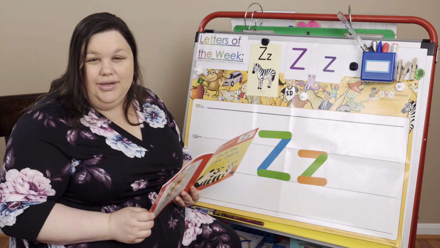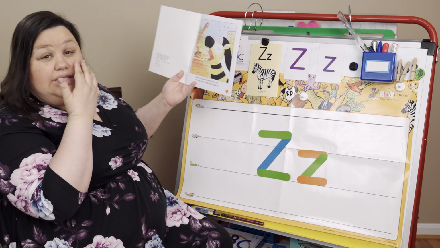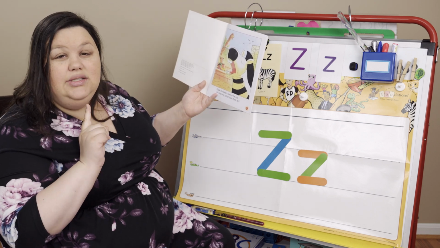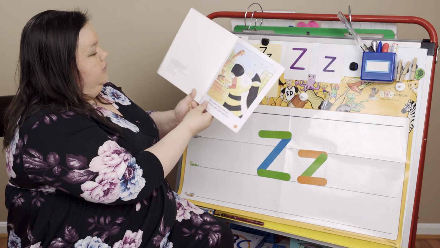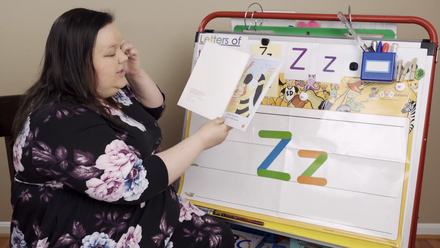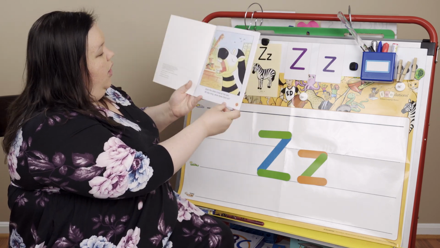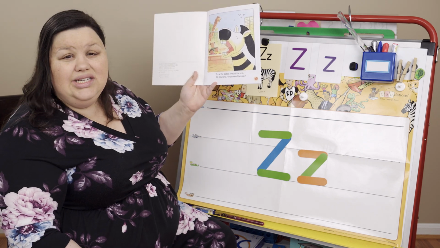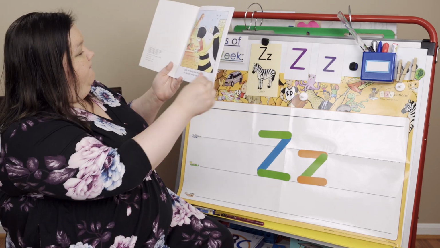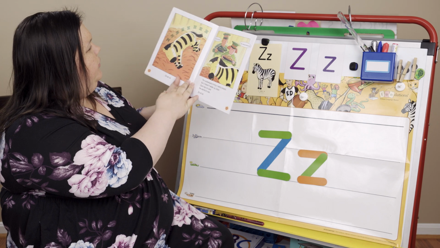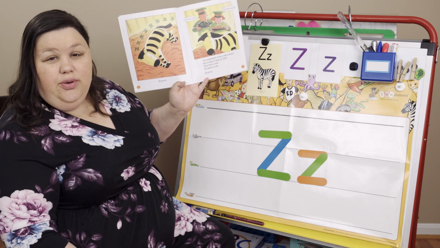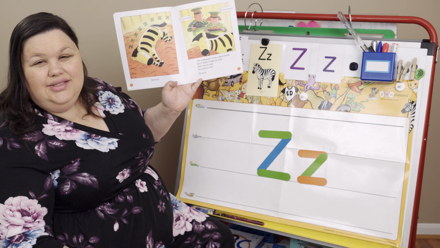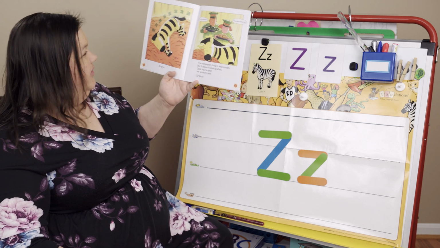All right, let's read our book together. Let's listen for those Z sounds. Z, z, z, z. Zach the zebra lives at the zoo. All day long, what does Zach do? Zzz. What's he doing? Zzz, zzz. That's the symbol for sleeping.